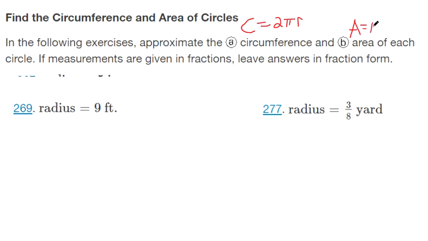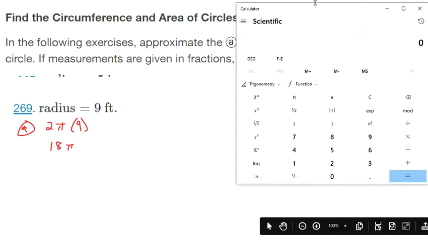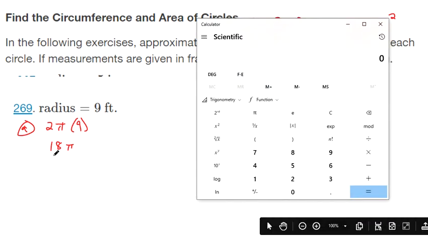The area is pi times r squared. That's the area of a circle. Okay, so we have a circle that has a radius of 9. That means r is 9. So for part A, I got 2 times pi times 9. That makes 18 pi. You'll often see people leave answers in terms of pi so that we don't have to deal with the yucky decimals. So we have 18 pi.